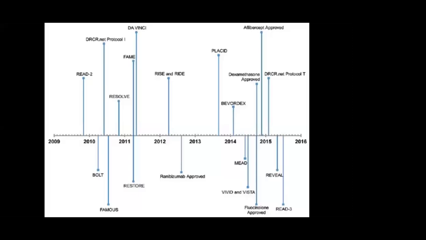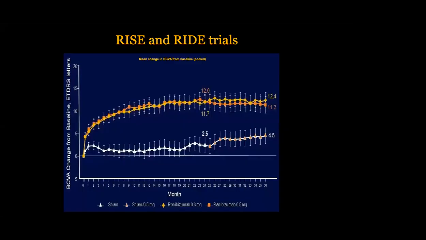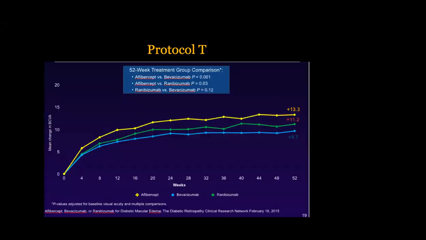Okay. And there are a lot of trials of these anti-VEGF injections in macular edema. One is the RISE and RIDE trials, which actually tried ranibizumab injection compared to sham. And they found that the visual acuity is much better in the patients who received ranibizumab compared to no treatment. And there is another trial called Protocol T, which compared the 3 anti-VEGF injections, that is bevacizumab, ranibizumab, and aflibercept, and they found that all 3 of them are equally good.